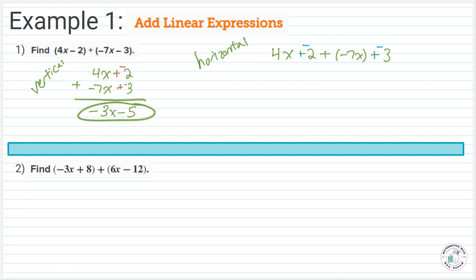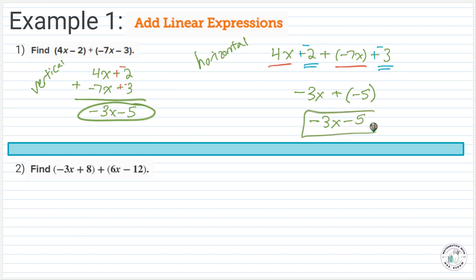So combine your like terms. We have a 4x and a negative 7x. That's going to combine to make a negative 3x. Plus, then we have our next set of like terms, this negative 2 and a negative 3, which is going to be a negative 5. And then we can just rewrite this so that it is simplified all the way. Negative 3x plus negative 5, that's the same thing as negative 3x minus 5.